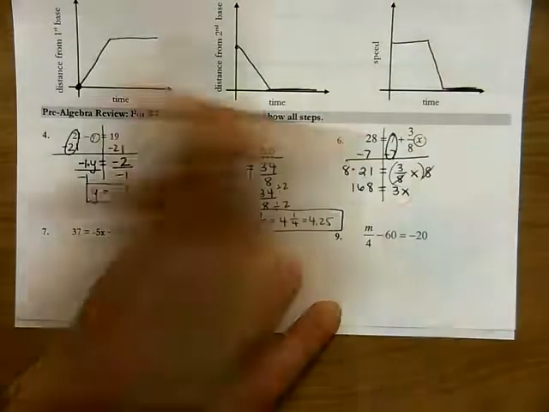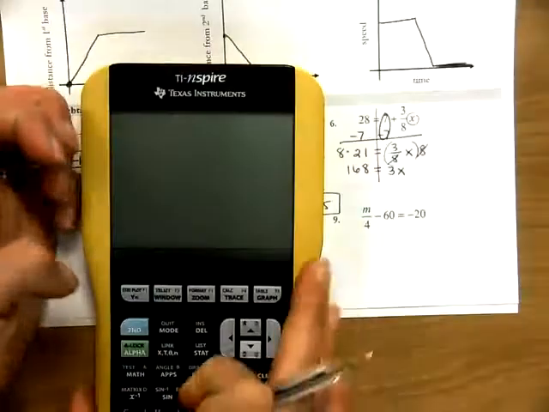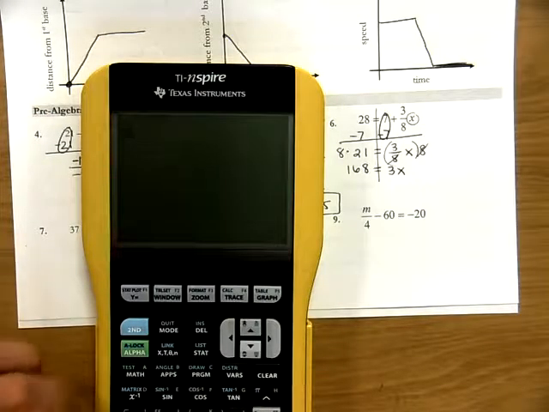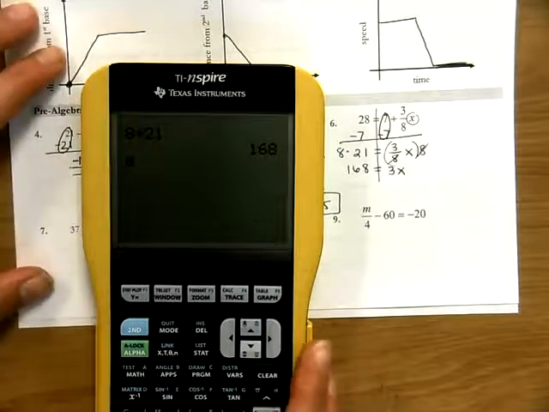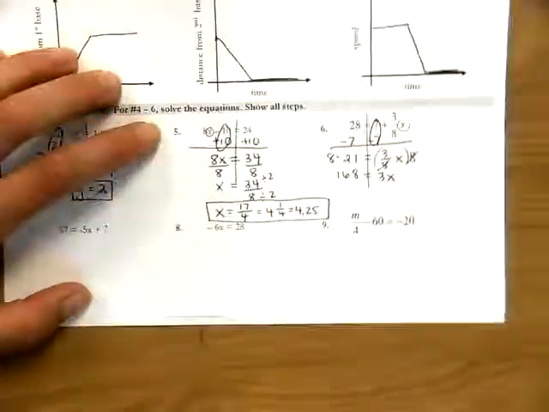When I do mental math, sometimes I like to check my calculator. So if we check that, 8 times 21. All right, so we got 168, so we're good to go.